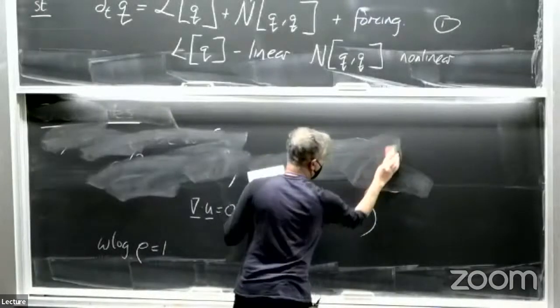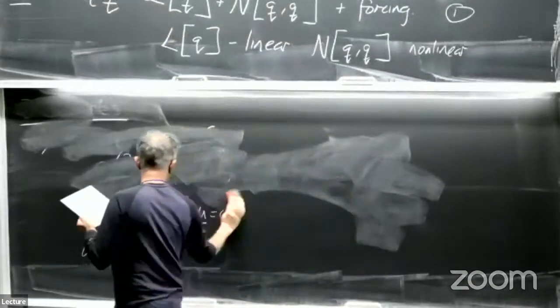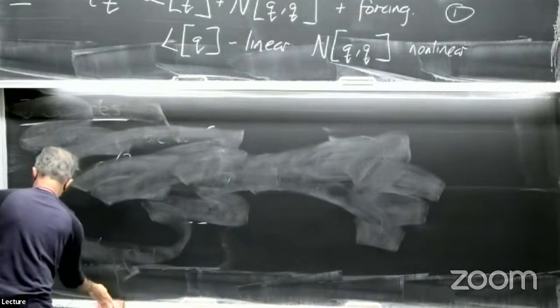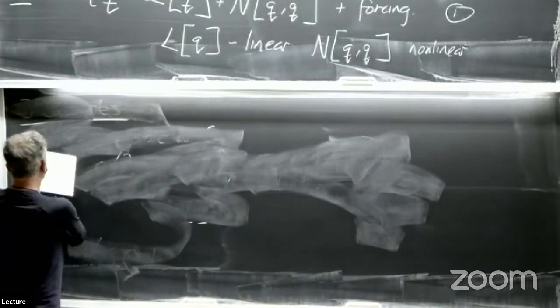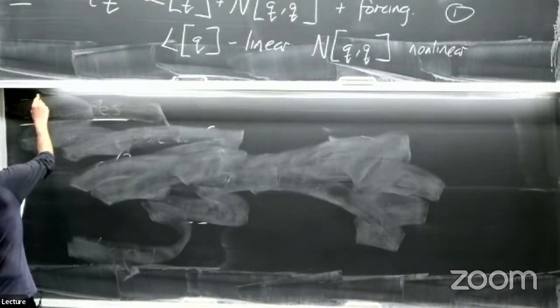Okay, so what are the possibilities? And we've kind of talked about most of these, so I won't labor the point too much. Could do a spatial average.